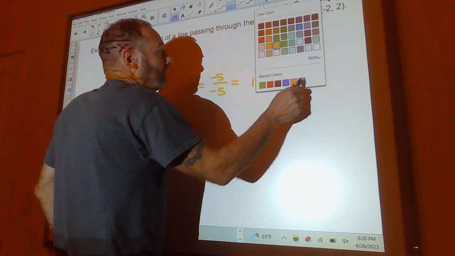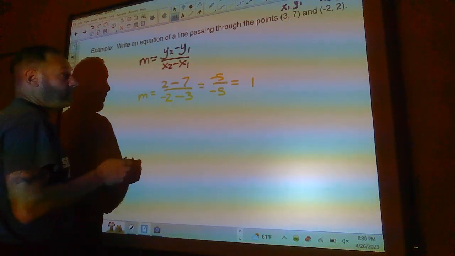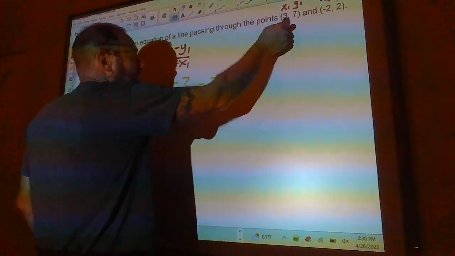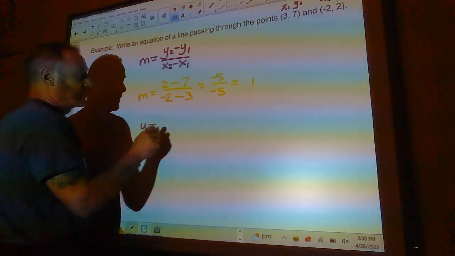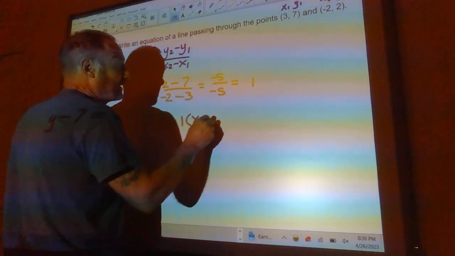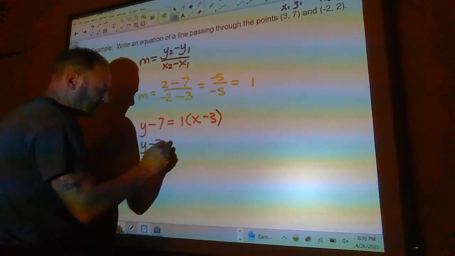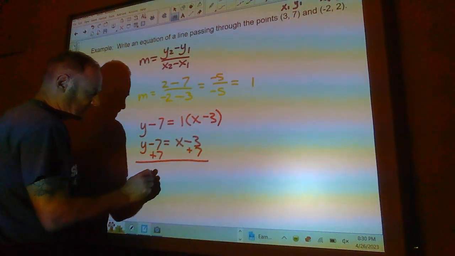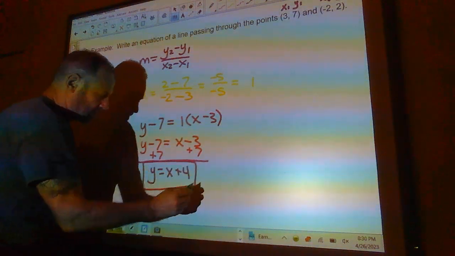Okay, I can now write an equation because I have a point and a slope. So I can choose either one of these points. I'm going to get the same answer. All right, I like this one better. So I'm going to go with y minus 7 equals 1 times x minus 3. Now I don't really need the 1 there, so y minus 7 is just x minus 3. Add 7 to both sides, and I get y equals x plus 4. And there we go.